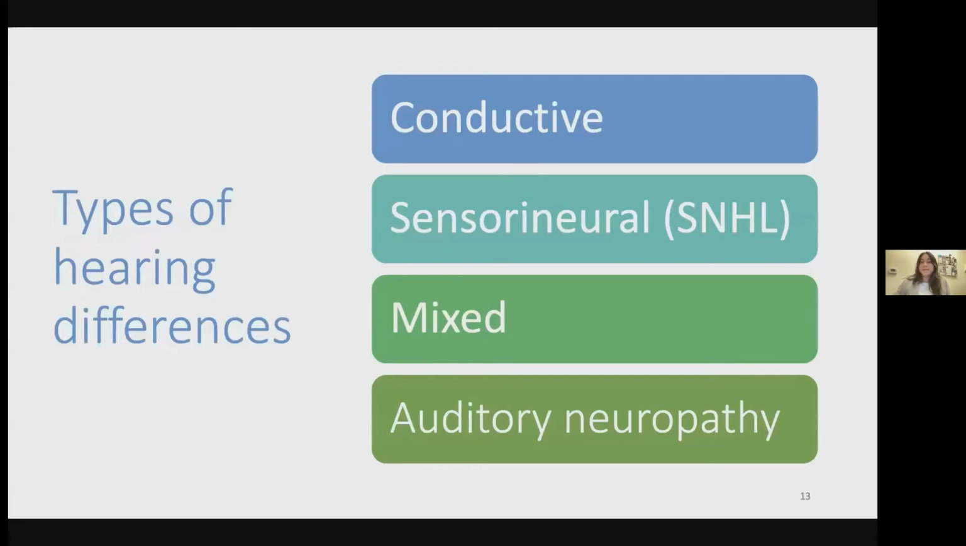So today we're going to discuss the 4 main types of hearing differences: conductive, sensorineural, mixed, and auditory neuropathy spectrum difference. We'll talk about the impact of the hearing difference, which is determined by the part of the system that is impacted, which anatomical features, where the difference is occurring: the outer, middle, inner ear, auditory nerve, or the brain. Some types of hearing differences are temporary and others are permanent.